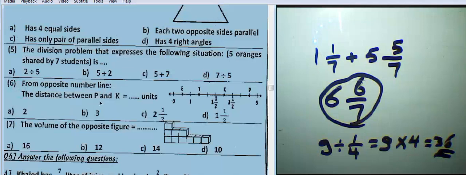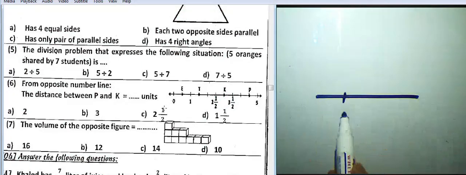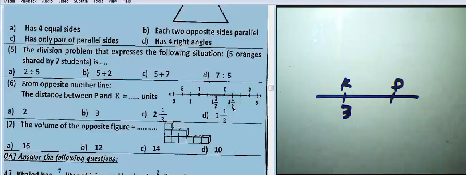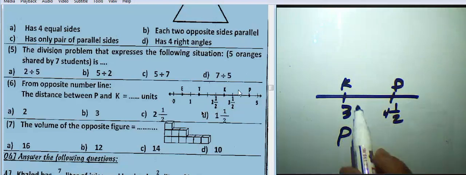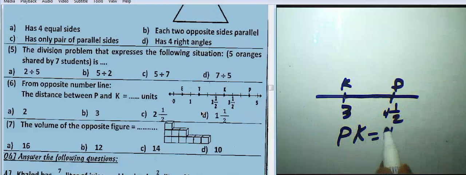From the opposite number lines, find the distance between B and K. B equals what and K equals what, and find the difference between them. We have here K equals 2 because each part here is half. 2 and a half plus half equals 3. Then K equals 3, and B will be what? It will be 4.5. The distance between B and K equals 4.5 minus 3 equals 1.5.